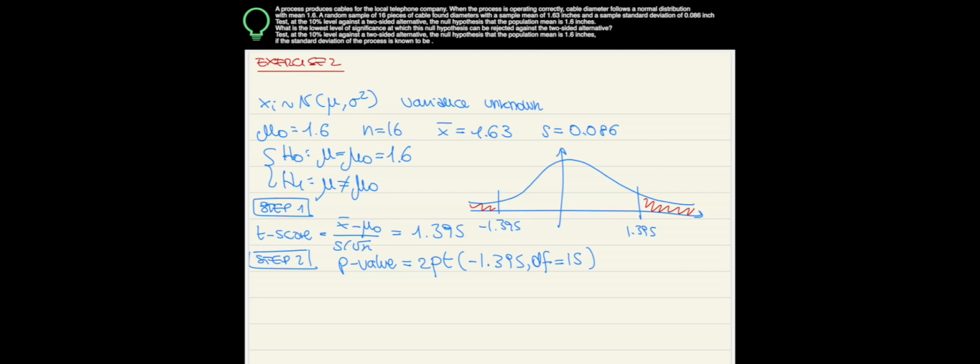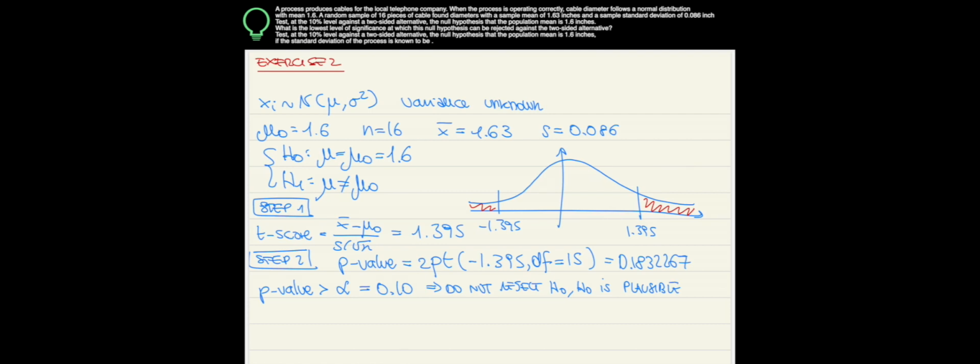Great. So the resulting p-value is 0.1832267. Okay, I've written too many digits, but okay. So in this case, the p-value is greater than alpha again, which is 0.10. So we do not reject H0. H0 is plausible.